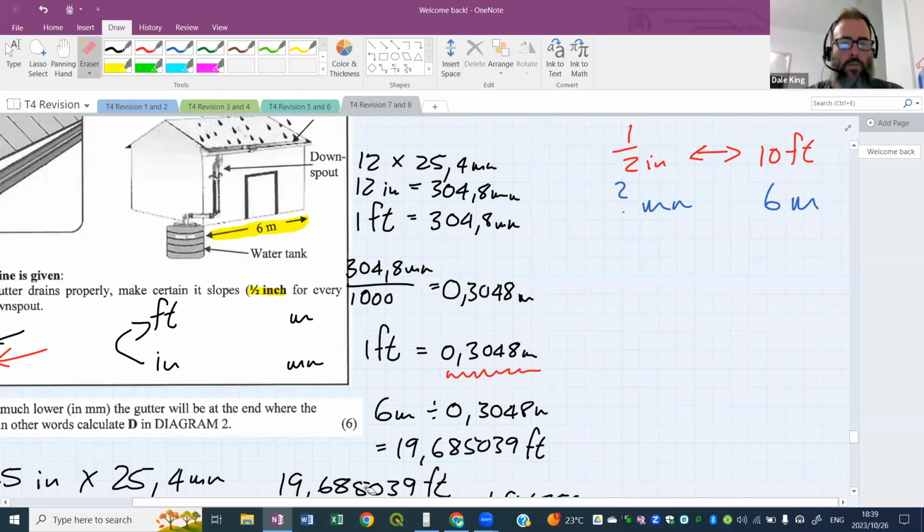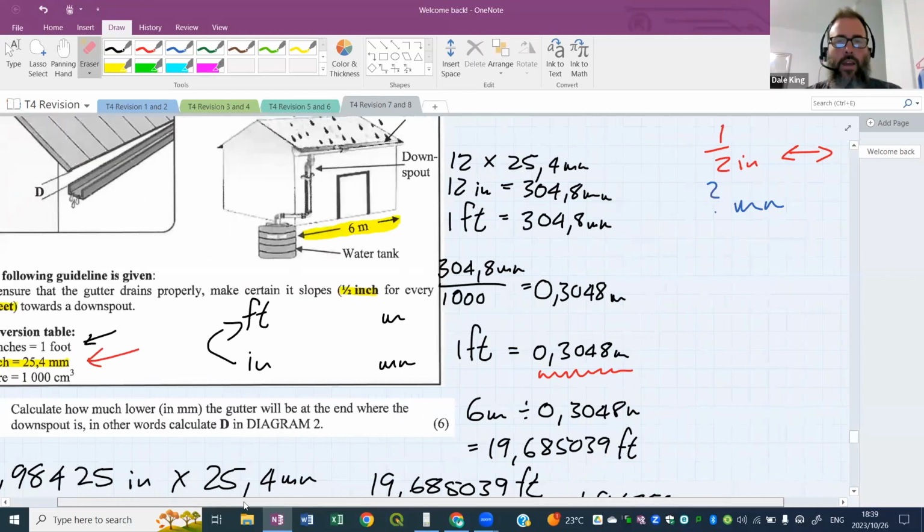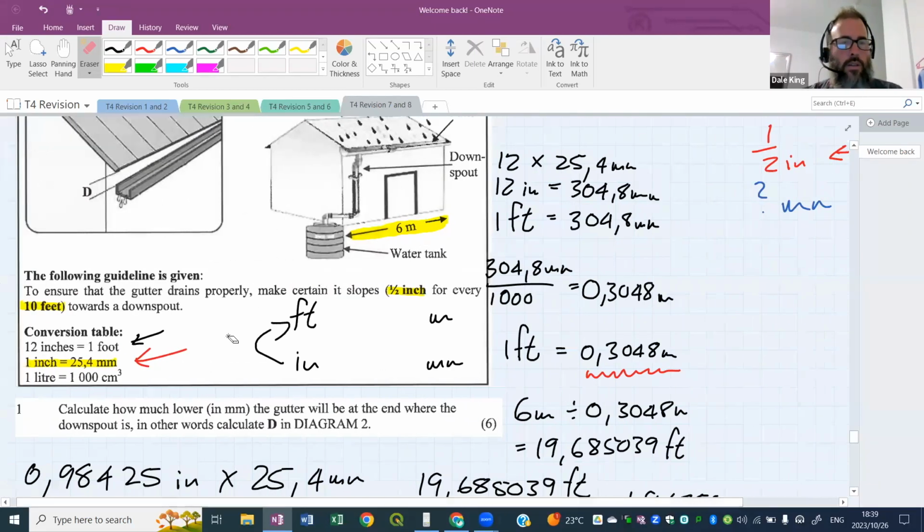So what I did at the beginning was I said, the 6 meters needs to go into feet, but I don't have a meter to feet conversion. The only imperial metric conversion I have is this one over here, which is 1 inch is equal to 25.4 millimeters. Now, this is close to what I need. I need meters. They've given me millimeters, and they've given me inches as well. So the inches on the left there needs to go up to feet first of all, and the millimeters on the right will need to go up to meters. So I'm going to have to change both sides here.